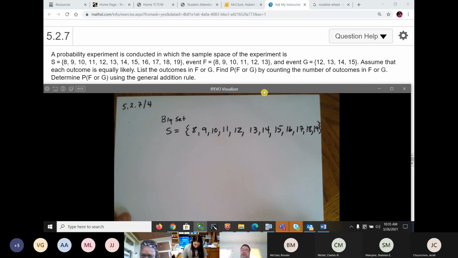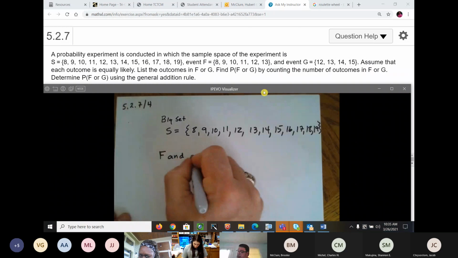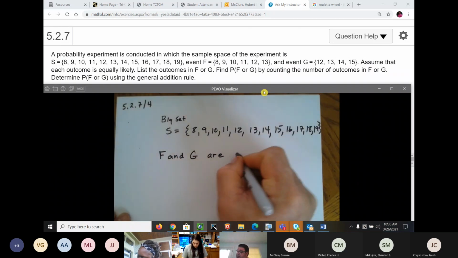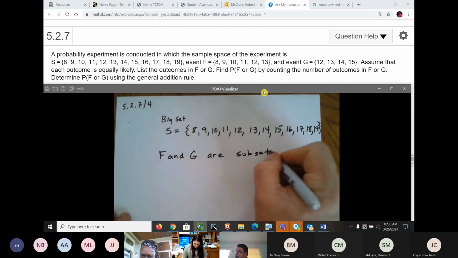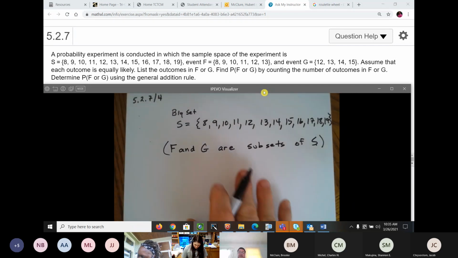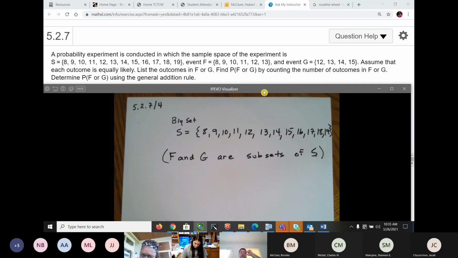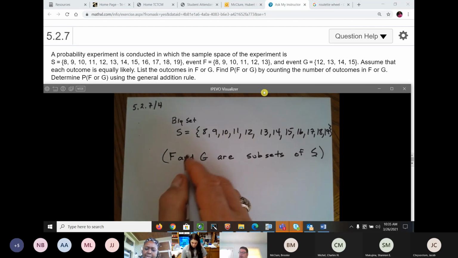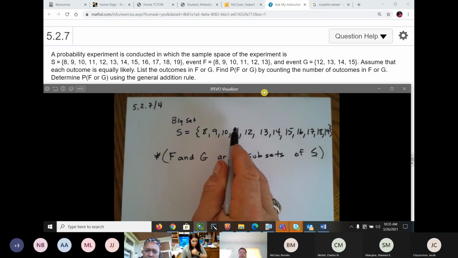Now, F and G are subsets of S. And you need to put that in parentheses because the question does not really give you that information. So when a student looks at this, they think there's 3 sets. That's one thing that causes problems. This is very important that you understand that F and G are subsets of S.